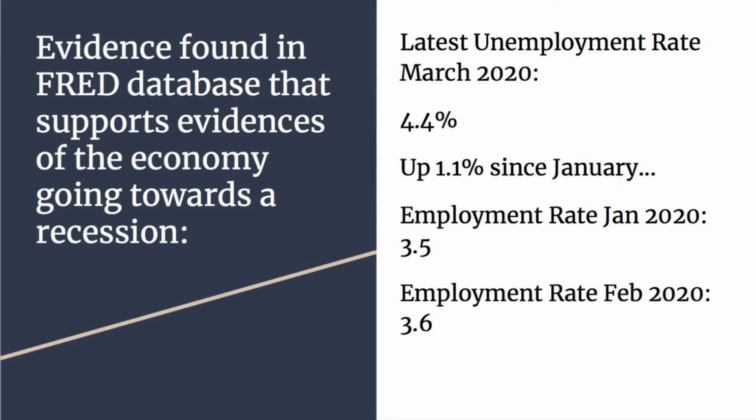So the first thing I'm going to show is the latest unemployment rate. In March of 2020, it was at 4.4%. That's up about 1.1% since January. The unemployment rate in January of 2020 was 3.5, and the unemployment rate of February was 3.6.